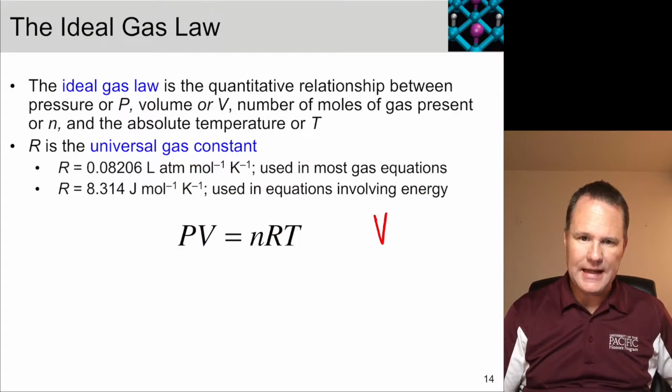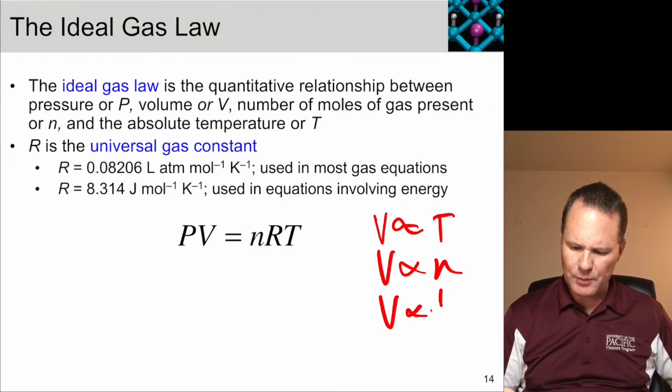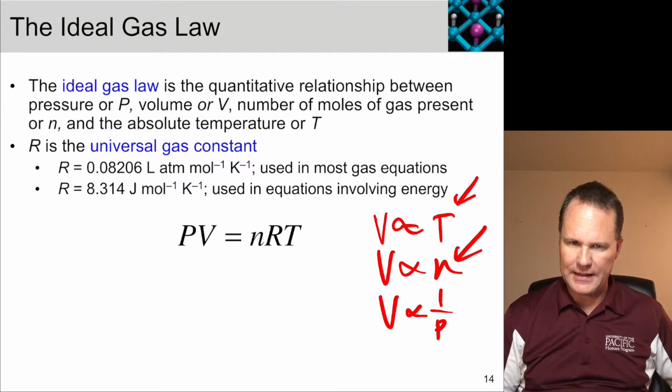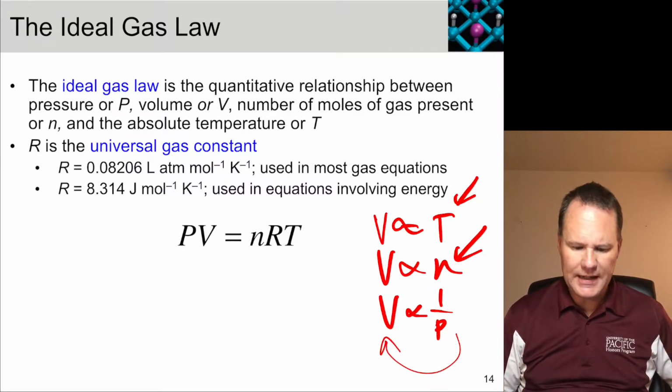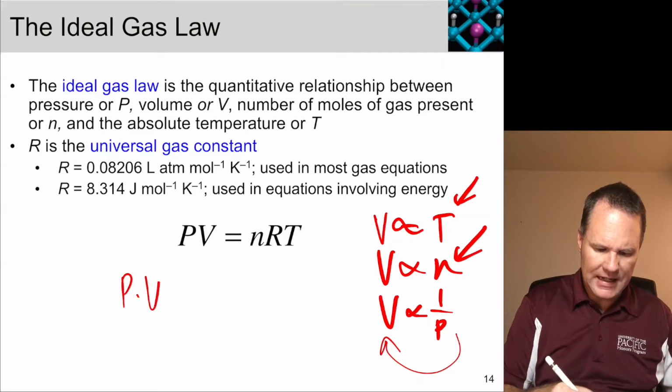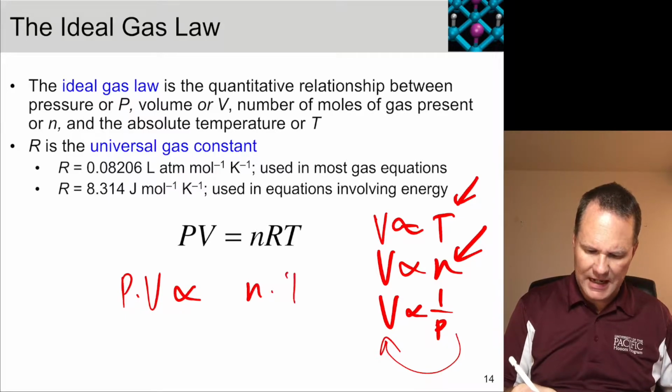So we know that the volume is proportional to the temperature, the volume is proportional to the number of moles, and the volume is inversely proportional to the pressure. And so what I can do is I can put all these in, right? I will put on the right hand side the ones that it's proportional to, that would be the temperature and the number of moles, and then I can put the 1 over P on the right, but I multiply over, so the P goes over here. And so what I have is P times V is proportional to the number of moles times the temperature.